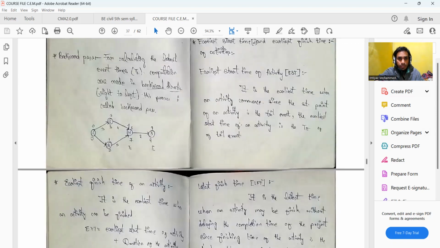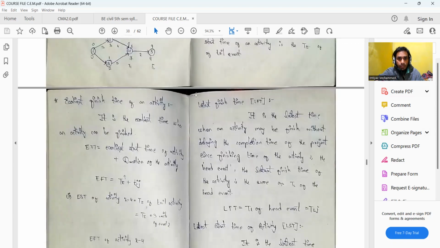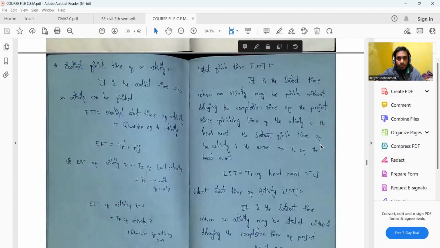Now, after earliest start time and earliest finish time, we have another definition, which is known as the latest finish time. So latest finish time is the latest time when an activity may be finished without delaying the completion time of the project.